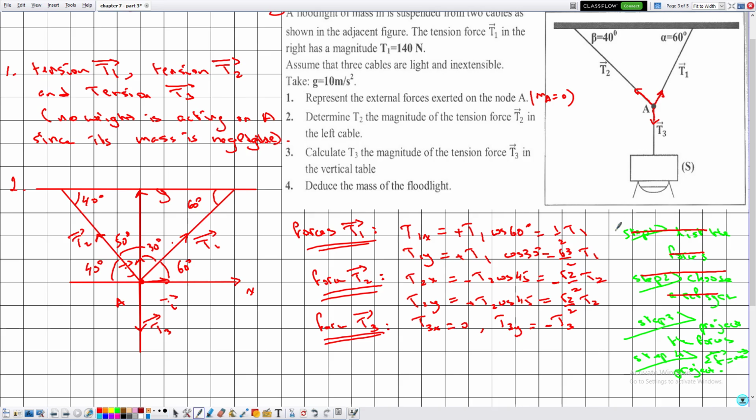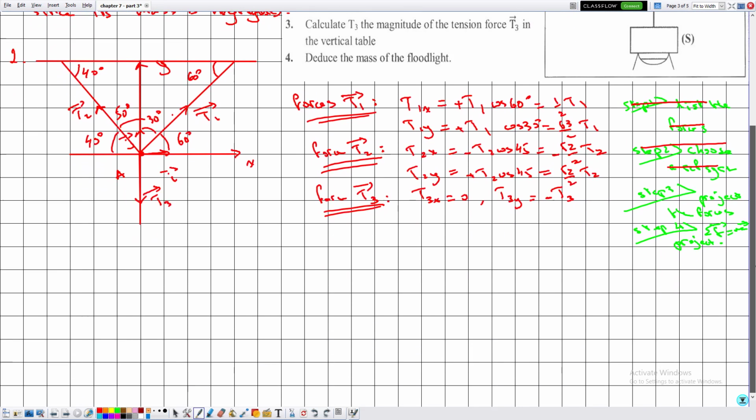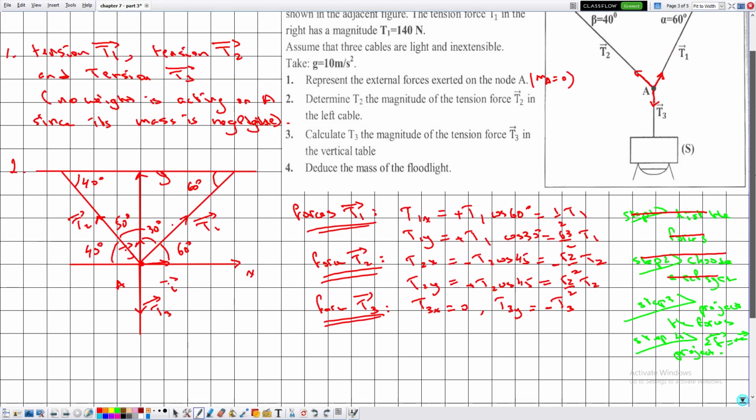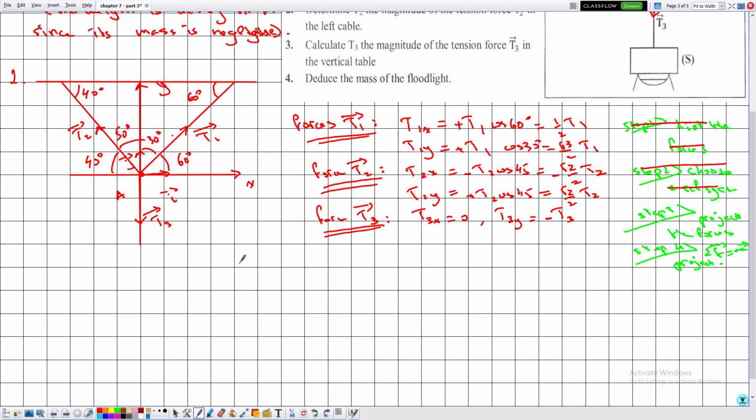Now after we have determined the components of the forces, we are ready to deal with the equilibrium condition. Why equilibrium? Because simply it's not moving, or we can say apply Newton's second law. So let's say at equilibrium, how do you apply this condition? Always on the left we write the sum of forces acting on the node A. So here let me write between brackets for the point A.